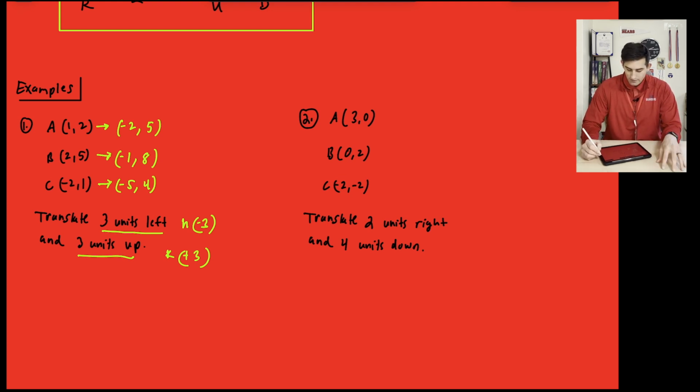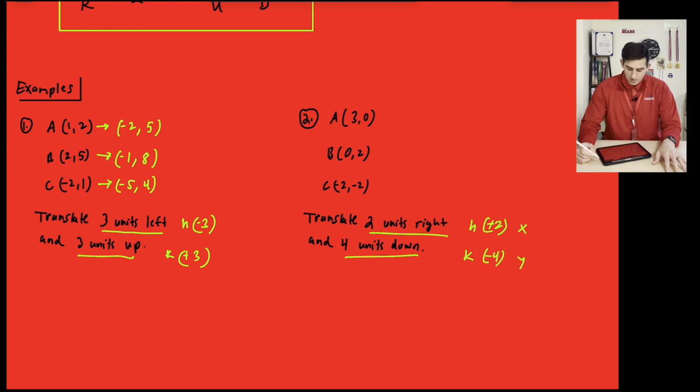All right, number 2, we have (3, 0), (0, 2), and (-2, -2). We want to translate 2 units right and 4 units down. Well, 2 units right, that's going to be h, and we're going to add 2 to the x coordinates. And 4 units down would be k, and we're going to subtract 4 from the y coordinates.